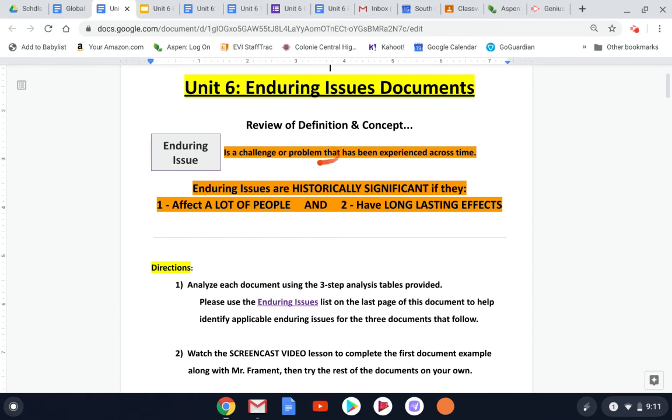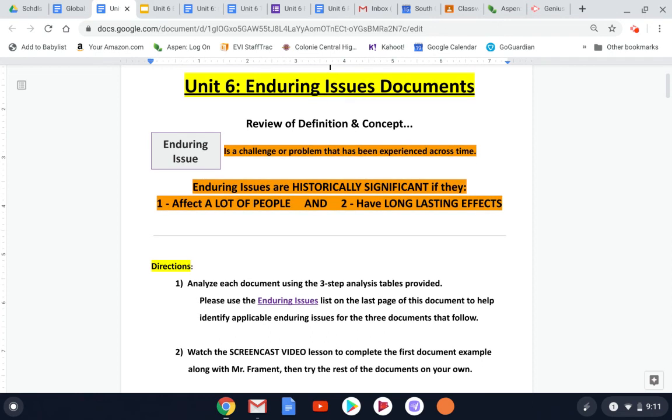And I do want to point out that this word here makes it sound very negative, a problem. But it doesn't always have to be a negative thing. It can simply be a challenging situation or task that somebody or a group of people are experiencing. It doesn't always have to be a negative event that's happening. It could be a good thing. And enduring issues are historically significant, which means they're important for us to look at if they are things that affect a lot of people and have long-lasting effects on history.